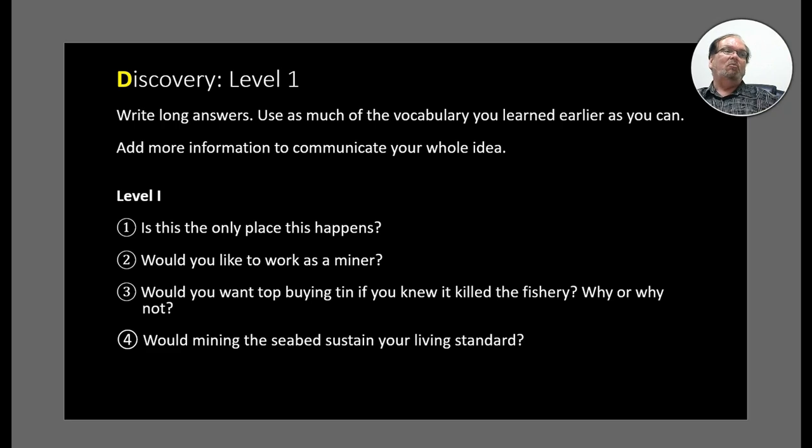Now, level 1 is pretty simple. Is this the only place this happens? I don't think this is the only place it happens. Okay, so you have 10 words. Fantastic. Add 3 more. Why don't you think, right? Add 3. 1 statement to answer, 3, 2 about the next question.